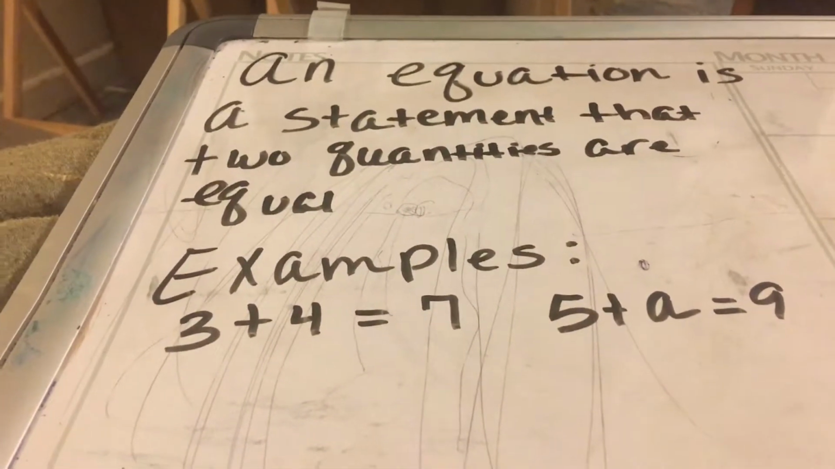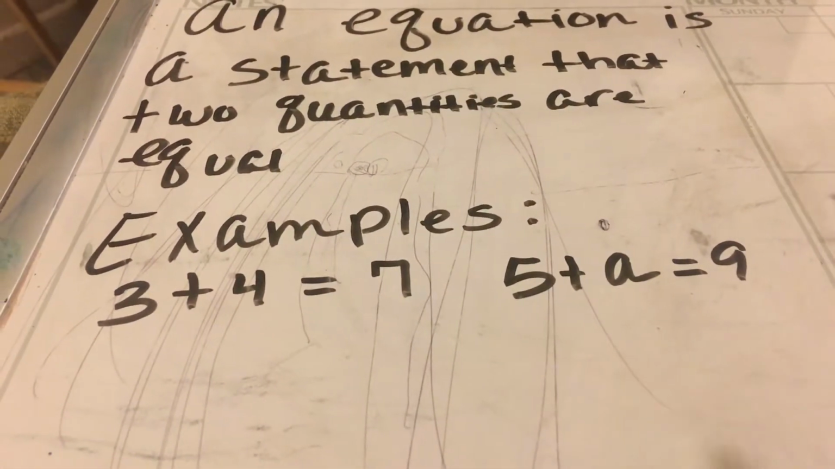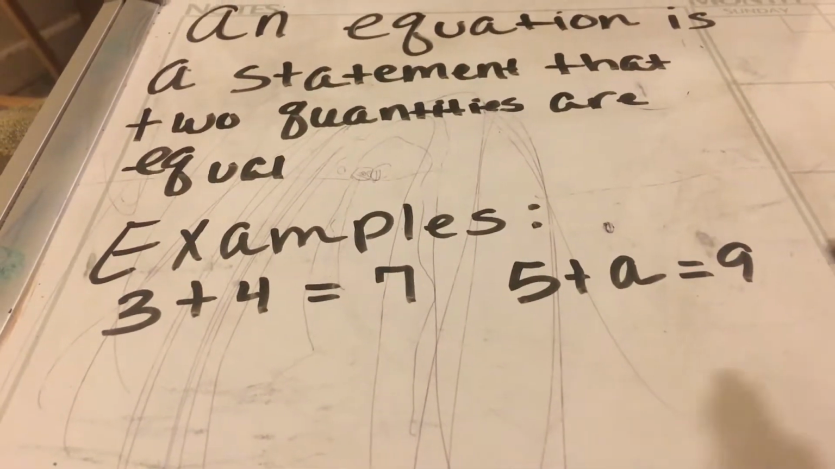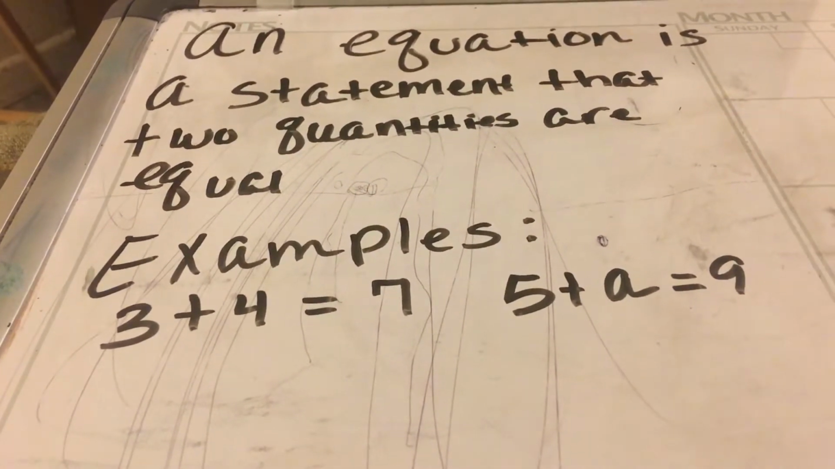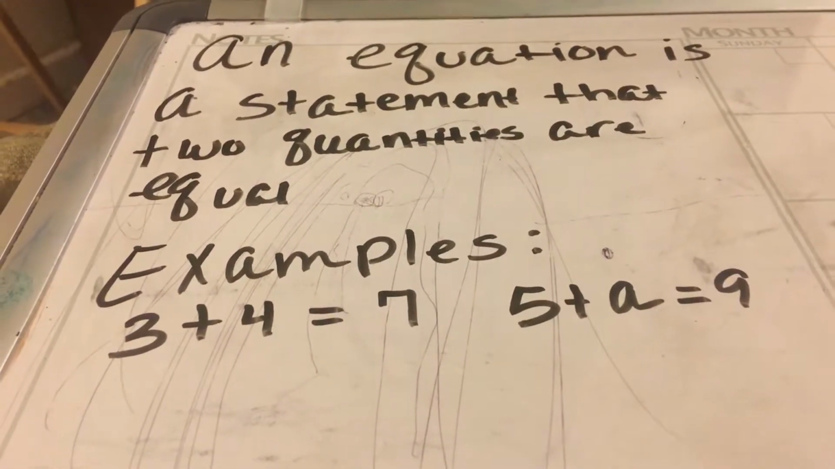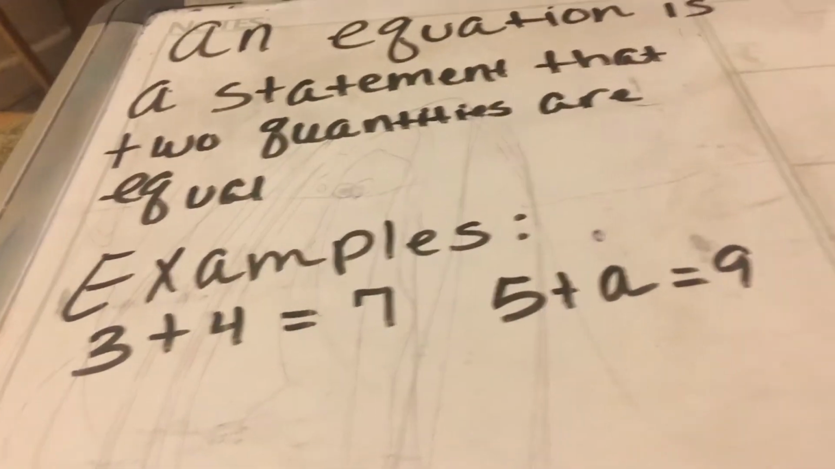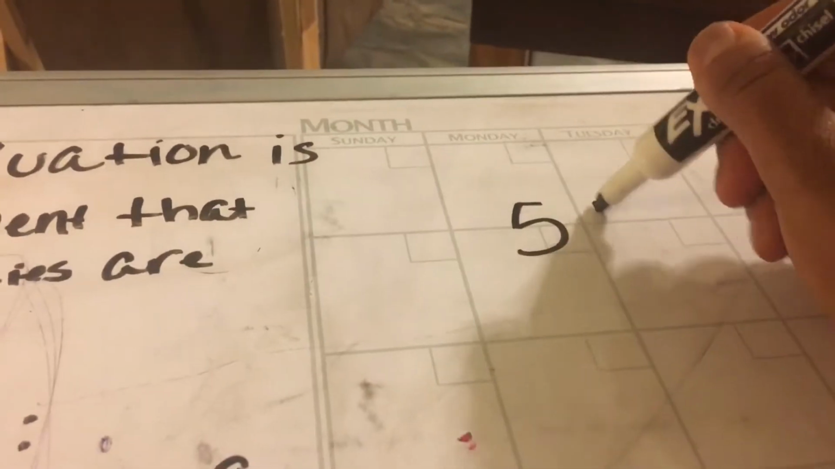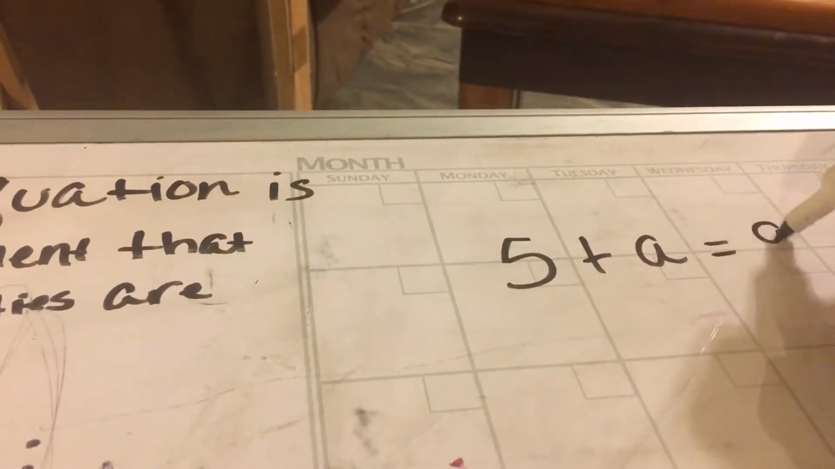So let's just look at a few, and let's look at our first equation that has the missing number. Now, the missing number is called a variable. This is what's different now. The terminology is changing. We're going to use the term variable. In this case, the variable is a. We're going to solve for a. So I'm going to write it again over here. 5 plus a equals 9.